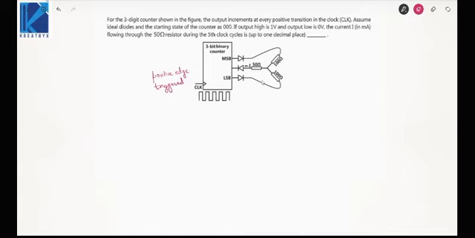So, when clock is 0, the output is 0, 0, 0. At first clock edge, it becomes 0, 0, 1. At second clock edge, 0, 1, 0. At third clock edge, 0, 1, 1. At fourth clock edge, 1, 0, 0. At fifth clock edge, 1, 0, 1. So it will be 1, 0, and 1.